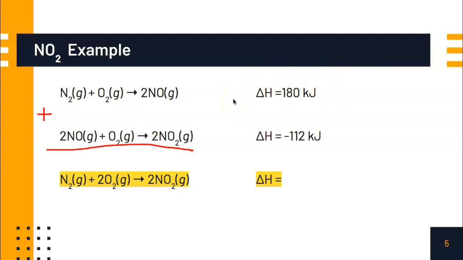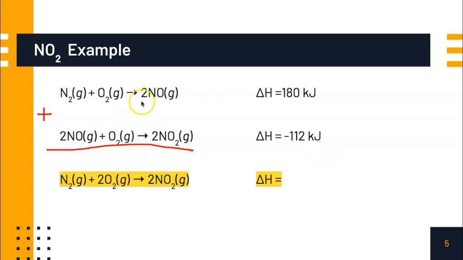Let's take a look at our second equation. We've got nitrogen monoxide right here. Well, if I look back up at my first equation, I've got 2 moles nitrogen monoxide on the product side. So when I add these together, this is going to cancel this out and will be balanced. We've got our second oxygen molecule, and then we've got 2 moles of nitrogen dioxide. Perfect. That means that I don't need to manipulate my second equation at all, and I don't need to do anything to my enthalpy value either.